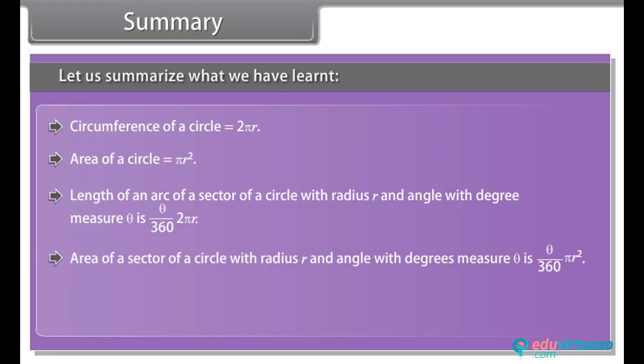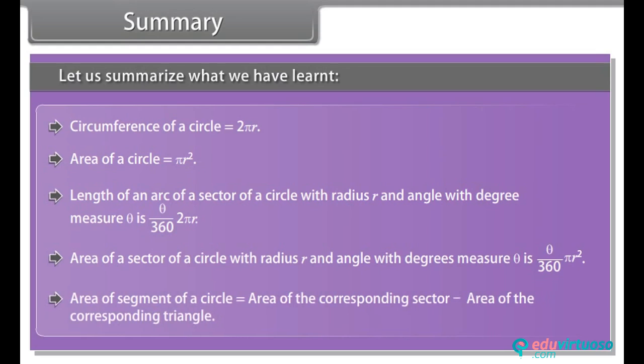Area of a sector of a circle with radius r and angle with degree measure theta is theta upon 360 into pi r square. Area of segment of a circle is equal to area of the corresponding sector minus area of the corresponding triangle.